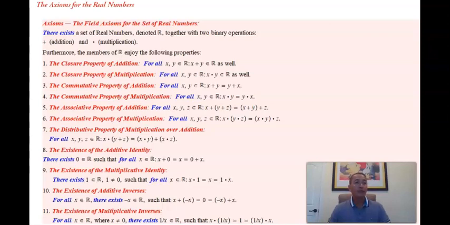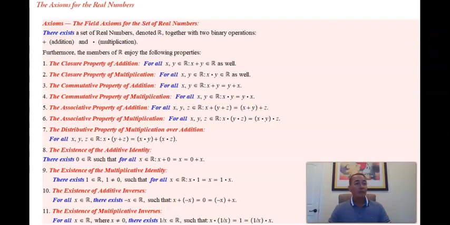The next two properties are the commutative properties. They say that for any two real numbers x and y, x plus y is the same as y plus x, and x times y is also the same as y times x. The next two are called the associative properties. Now we have three real numbers. For all real numbers x, y, and z, x plus the quantity y plus z is the same as the quantity x plus y, plus z. And similarly, x times the quantity y times z is the same as the quantity x times y, times z.